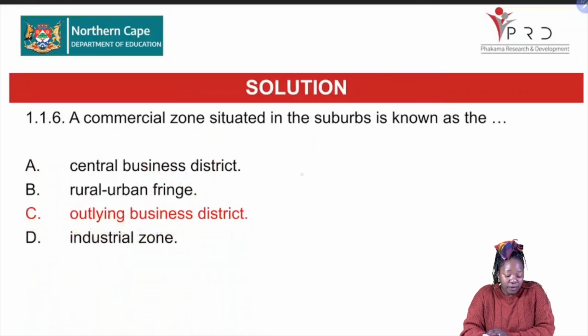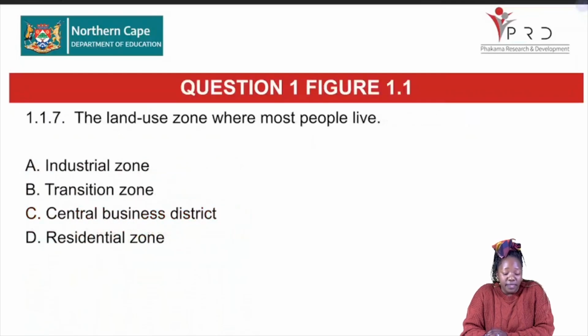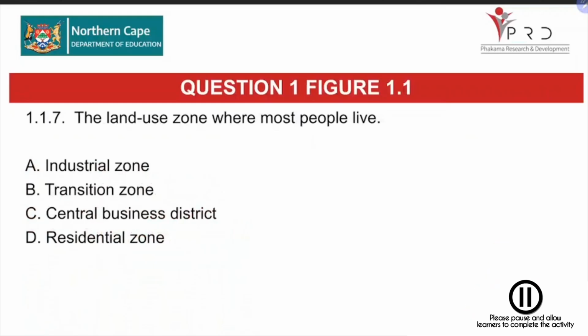Remember, sometimes they can ask you what are the advantages of the businesses operating or decentralized into the OBD. Remember, they are next to the residential, which means they will have a lot of customers as compared to the CBD. Then our question 1.1.7, the land use zone where most people live. Again, is the land use, but now where most people live. So you have your option A, B, C, and D. So again, 1 minute, and then after 1 minute, we will be able to do the correction.